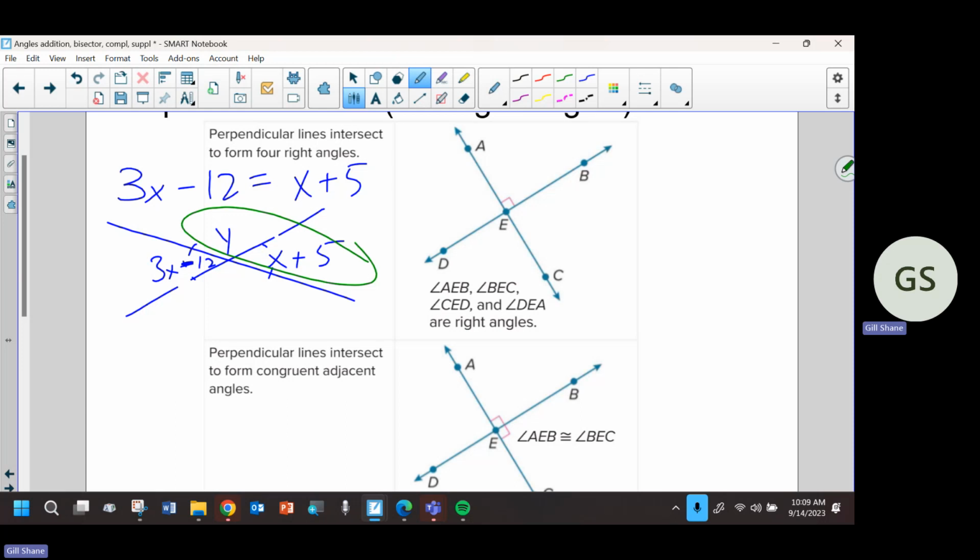So this is going to be little plus little is big, because they're on the same line. What's the big if they're on the same line? The big is 180. So we solve for x. Once we solve for x, we plug it in and figure this angle out. x plus 5 is that angle, and we subtract that from 180. That was how you figure it out.